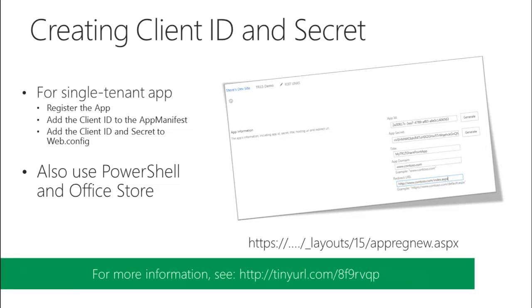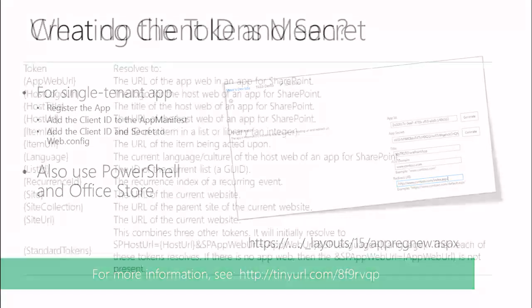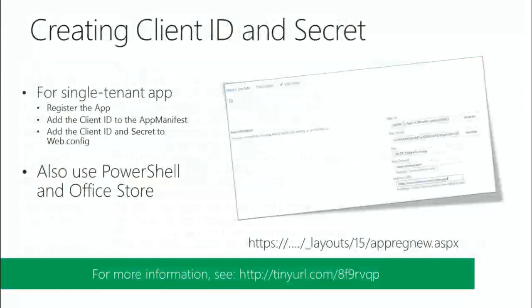You can see this URL because it's not just about using app-reg-new. There's PowerShell and other things that you can use as well. Okay, so check out that URL to get more information. Sorry, I'll keep that up there for just a second. So you can get more information on how you can programmatically create those client IDs and secrets.